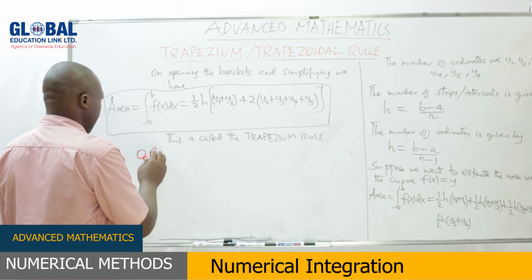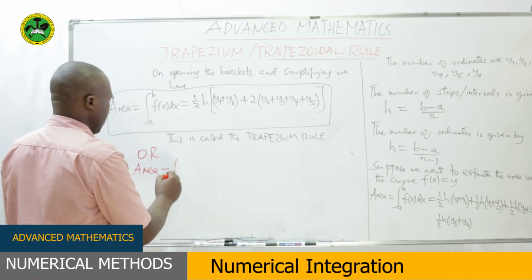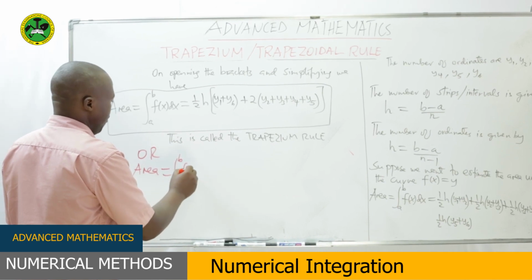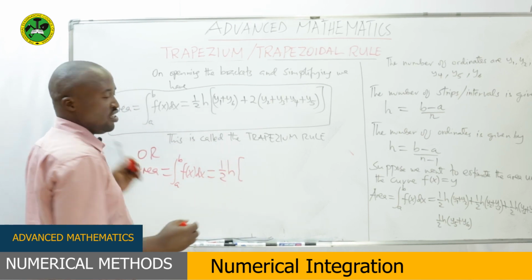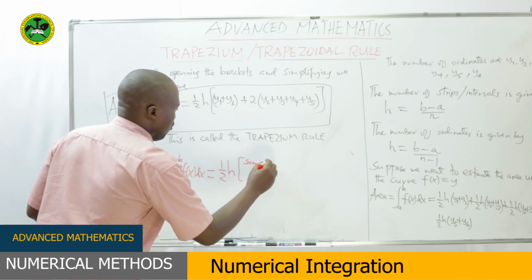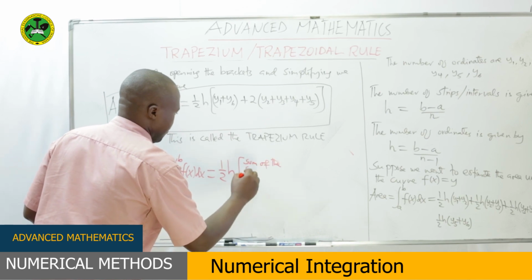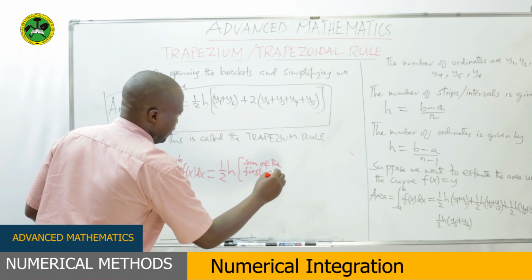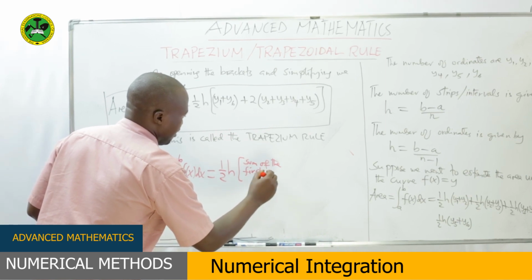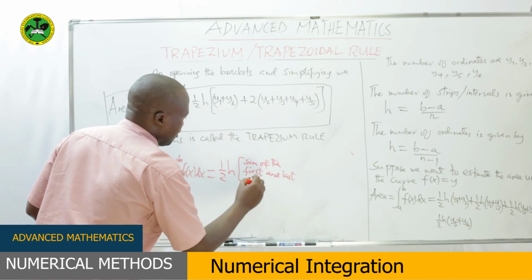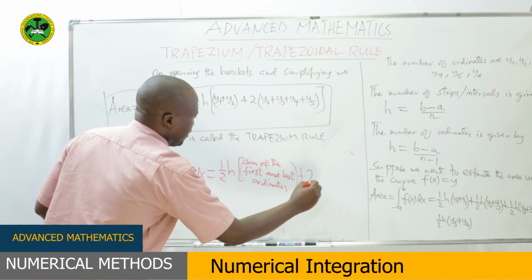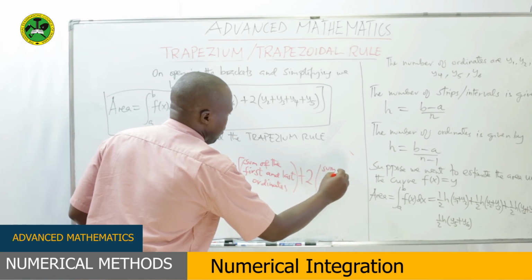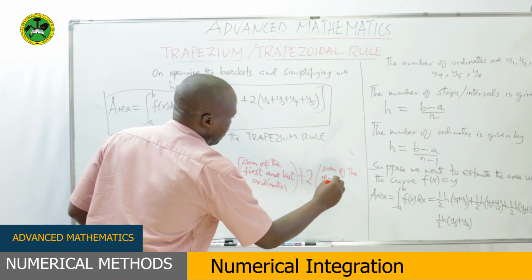Or in summary, we say the area is equal to the integral from a to b f of x dx is equal to 1 over 2h bracket of, here we just say the sum of the first and the last ordinate, then plus twice the sum of the remaining ordinates.